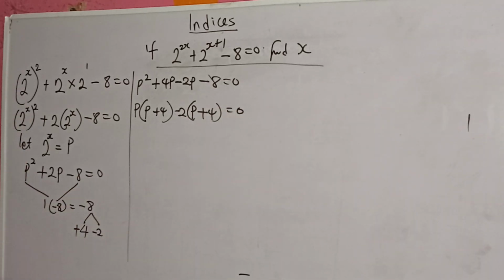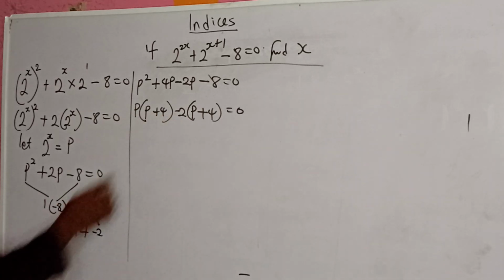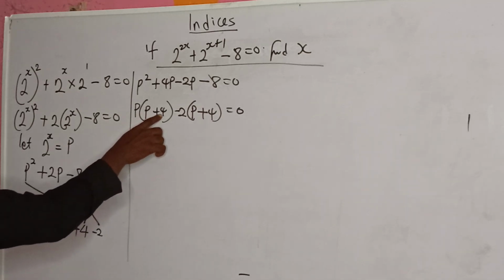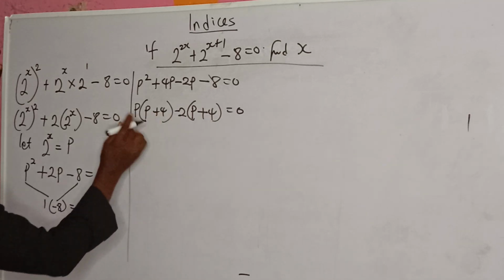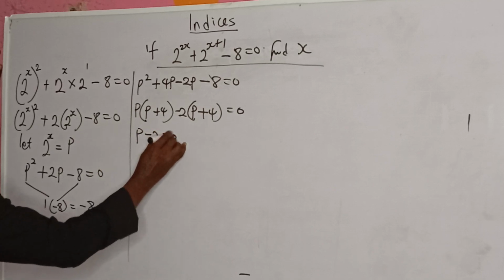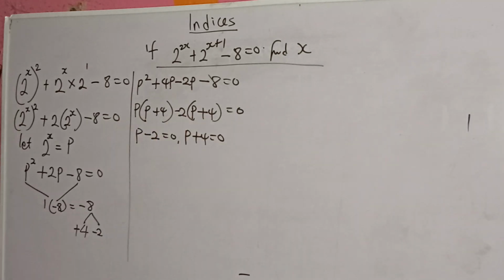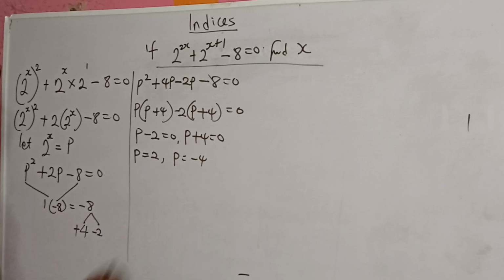Since we have gotten to this place, we will now take the two outside numbers, and take one of the inside numbers. How do you know at this point that you are correct? The two brackets must give you the same thing. That is how to confirm it. If the first bracket is p plus 4 and the second bracket is p minus 4, it won't work. So p minus 2 equals 0 and p plus 4 equals 0. So p will give us 2 and p will give us minus 4.